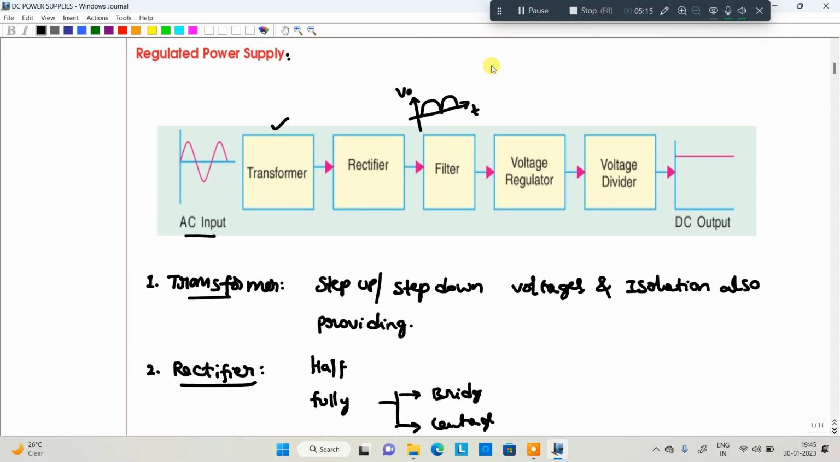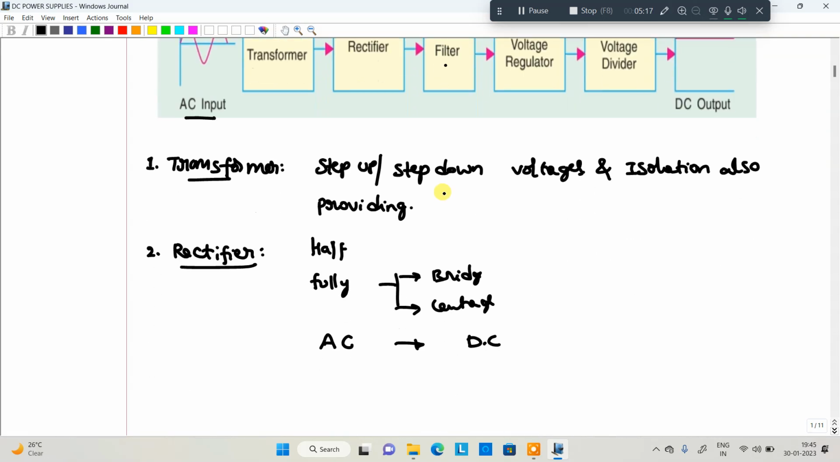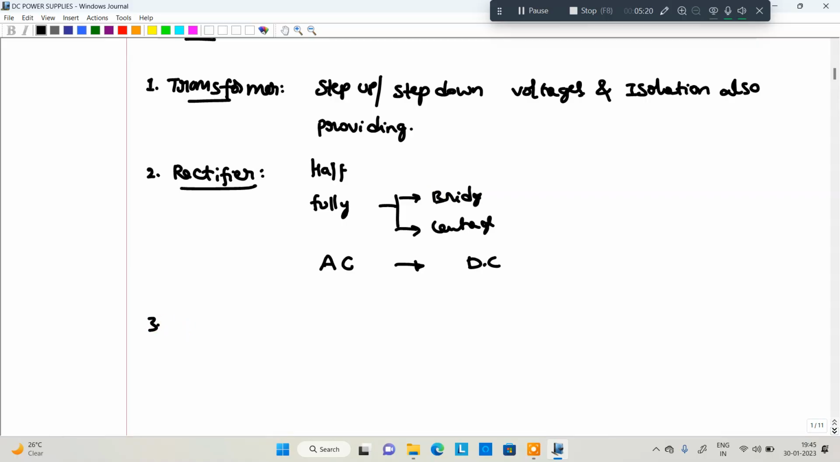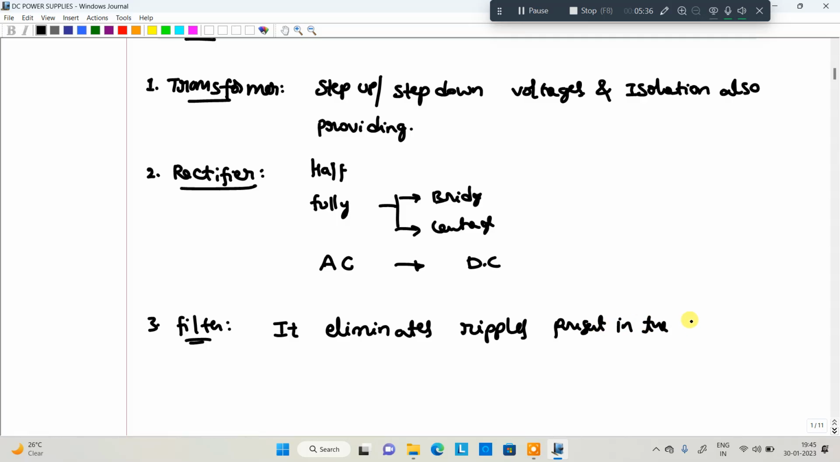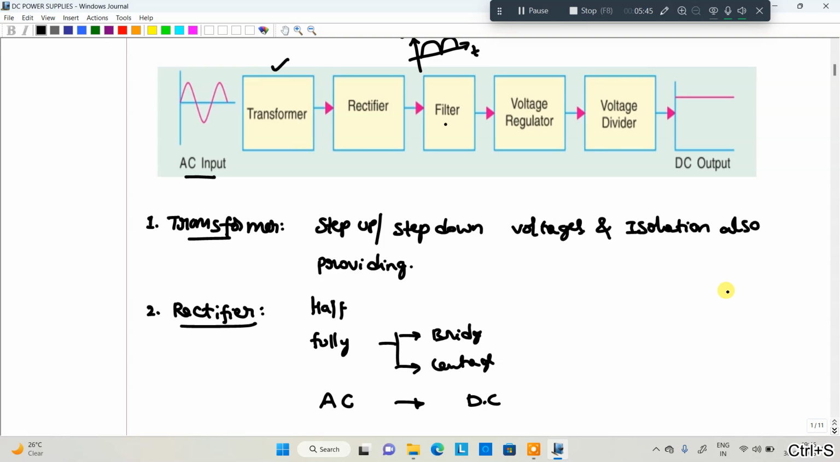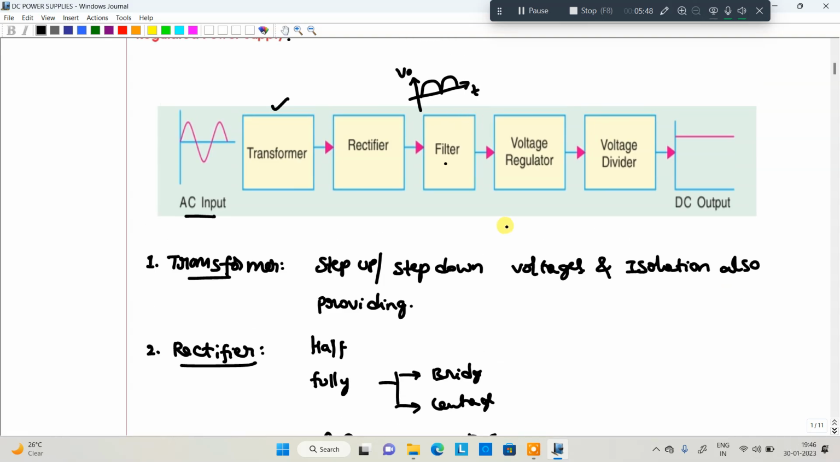So after this pulsating DC, it is connected to a filter. The third one is a filter. What is the filter doing? It eliminates the ripples present in the output of the rectifier. So it filters or removes the ripples present in the output of the rectifier.